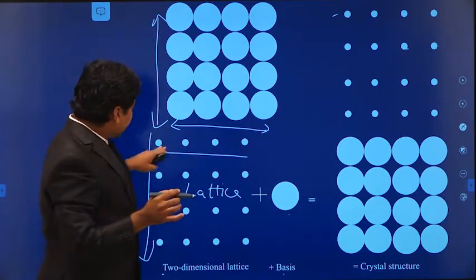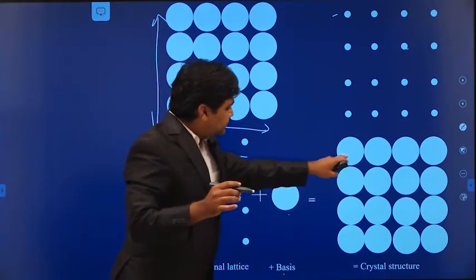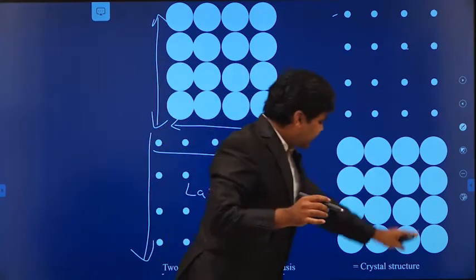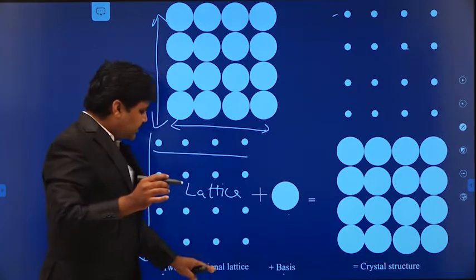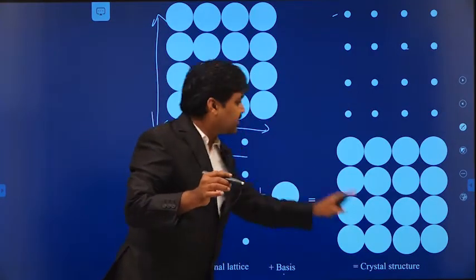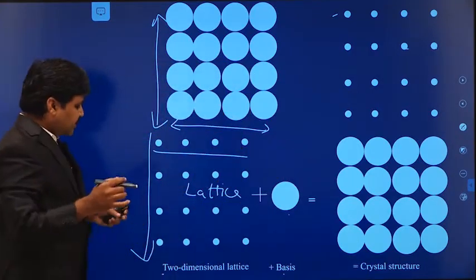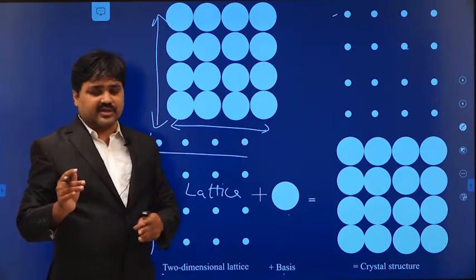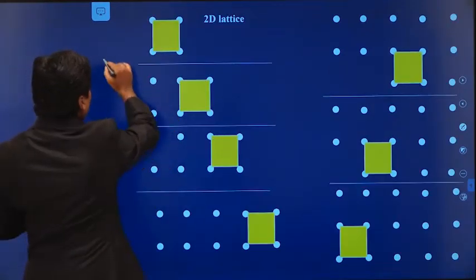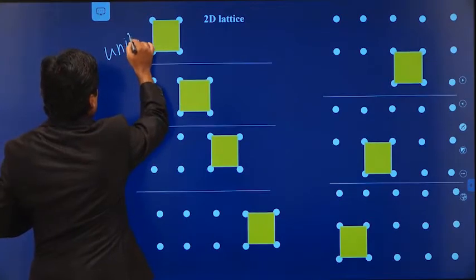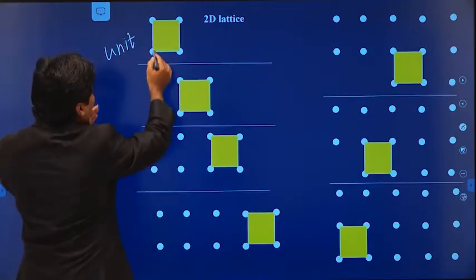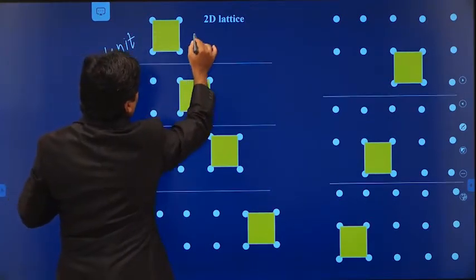So if you repeat all these lattice points with the atoms, then you will get the crystal structure. That means lattice plus basis equals crystal structure. This is the Bravais lattice. This concept is the imaginary one. If you want to find the unit vector for this two-dimensional lattice, here is the Bravais lattice.